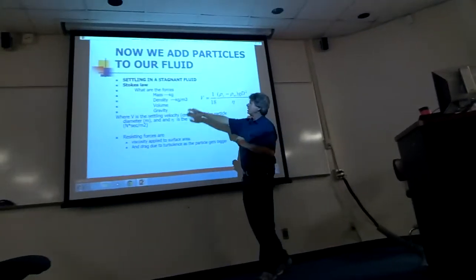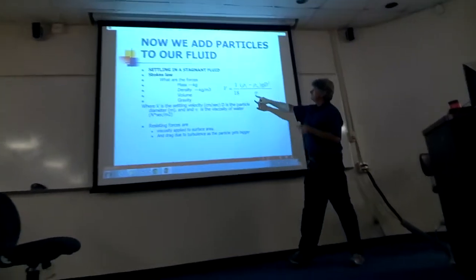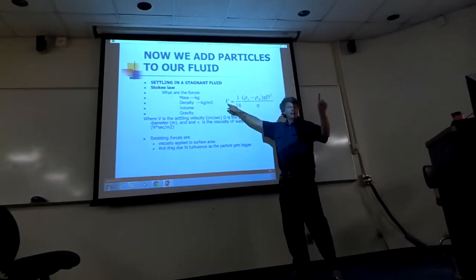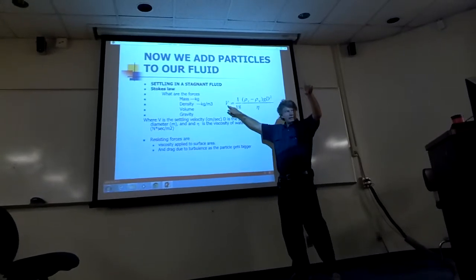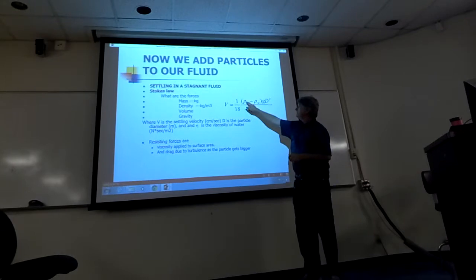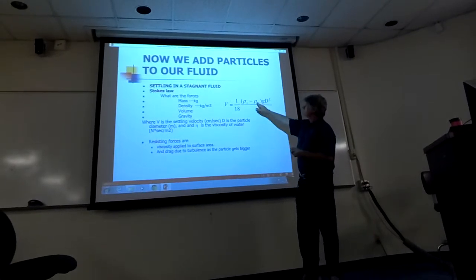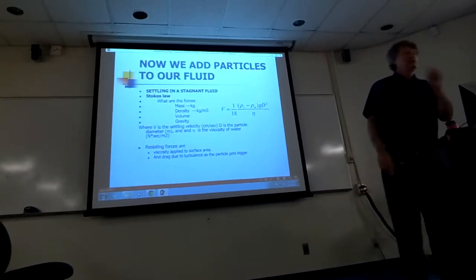And there's an equation that covers that, and this is it. Stokes' law. V is the velocity of the particle. Remember, we use U for fluids, so V is actually the velocity of the moving particle. It is equal to 1/18 times the density of sediment minus the density of the water. We call that the buoyant density.